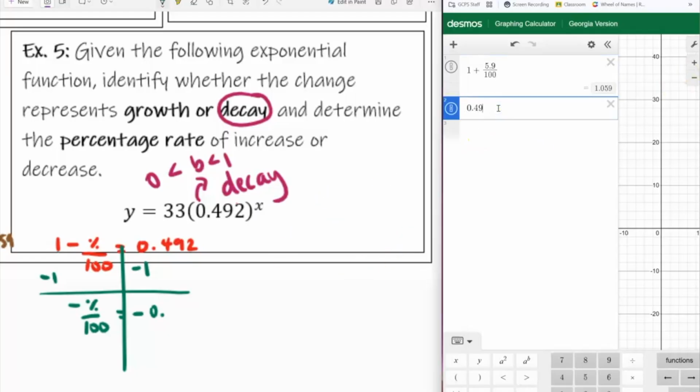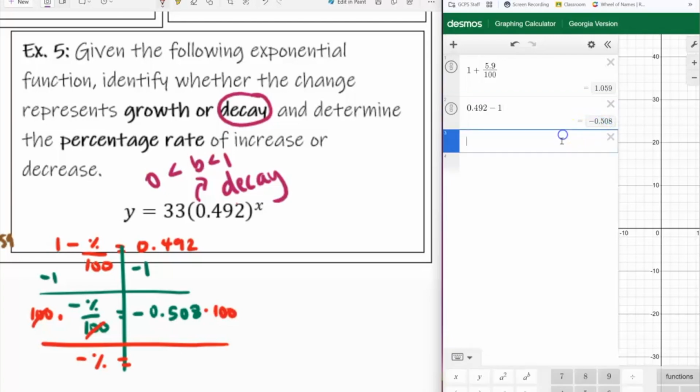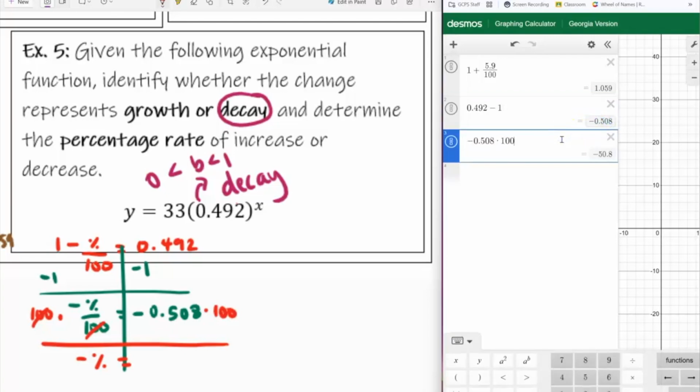So 0.492 minus 1, negative 0.508. And then what would I need to do to both sides now? Multiply both sides by 100. Okay, so this is going to go away. So I have negative percent is equal to that times 100, which is negative 50.8. And then I'm going to divide both sides by this negative 1 to get rid of that negative. So I'm going to get percent is equal to positive 50.8%.